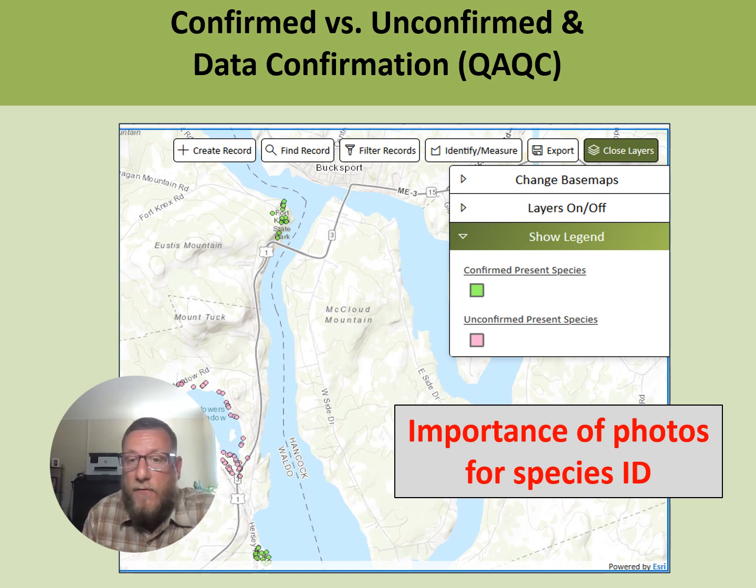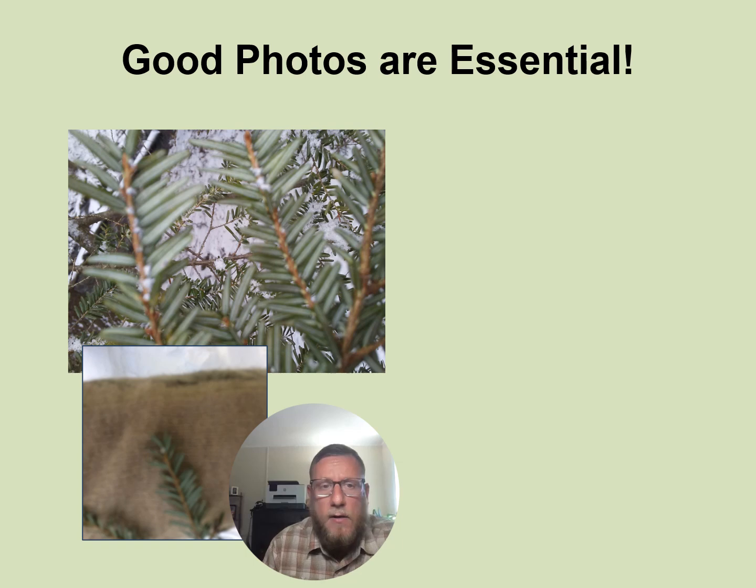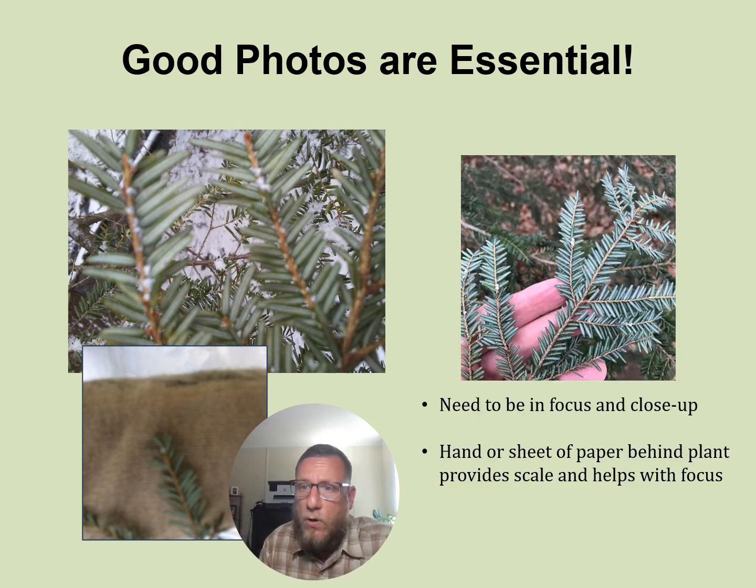So the importance of a good photograph is very important for the confirmation process. As you can see here, here's a couple of photographs that a user had submitted, and it indicated that it's hemlock woolly adelgid. And the photographs are a bit fuzzy, so it's kind of hard to tell if it's without a doubt hemlock woolly adelgid. So therefore, clear photos are very important. So they need to be in focus and close up, and sometimes even have your hand behind or something for scale. You can even put a pen or a pencil in there. Again, something to show for scale.